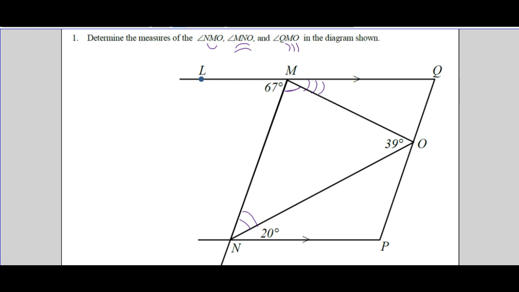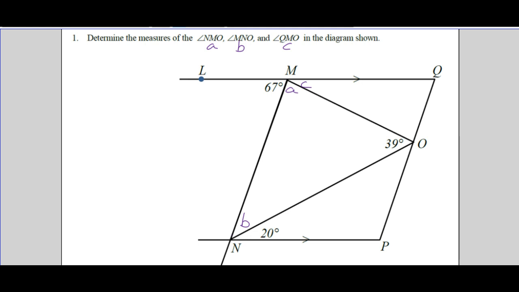Right? And maybe instead of using arcs, we should label them like A, B, and C or something. That might be a bit easier. So let's do that. Angle NMO, we're going to call A. Angle MNO, we'll call B. And angle QMO, we'll call C.